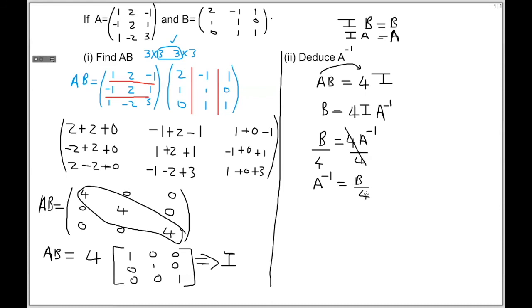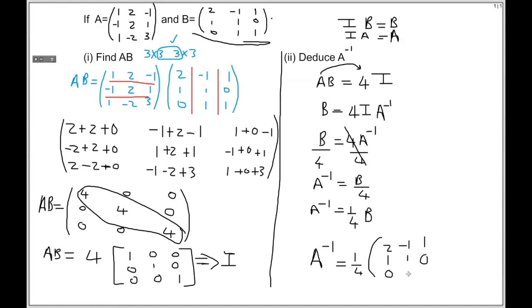And B over 4 is the same thing as me saying a quarter times B. What is B? B is the matrix that we have here. So therefore, A inverse is equal to a quarter times 2 negative 1 1, 1 1 0, 0 1 1, and that's the inverse.